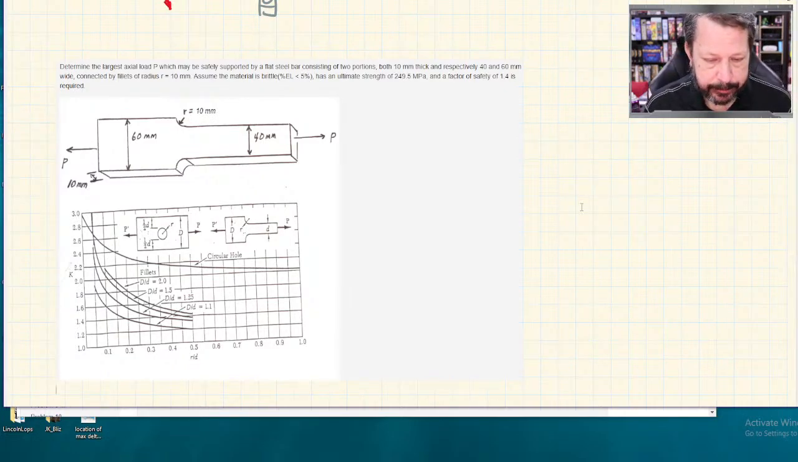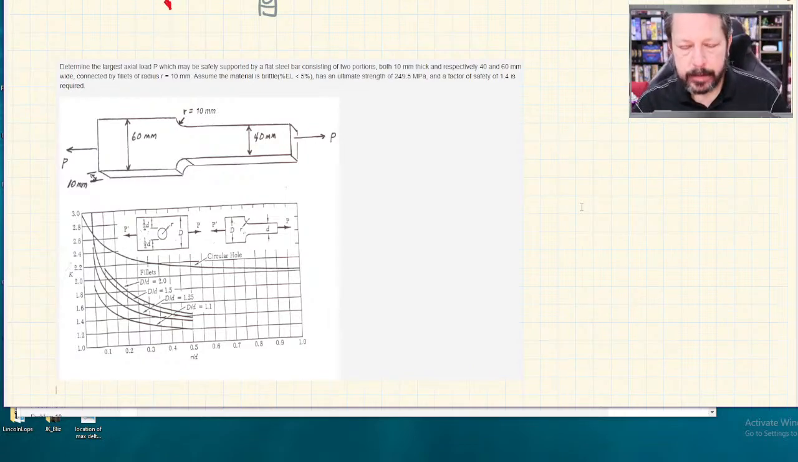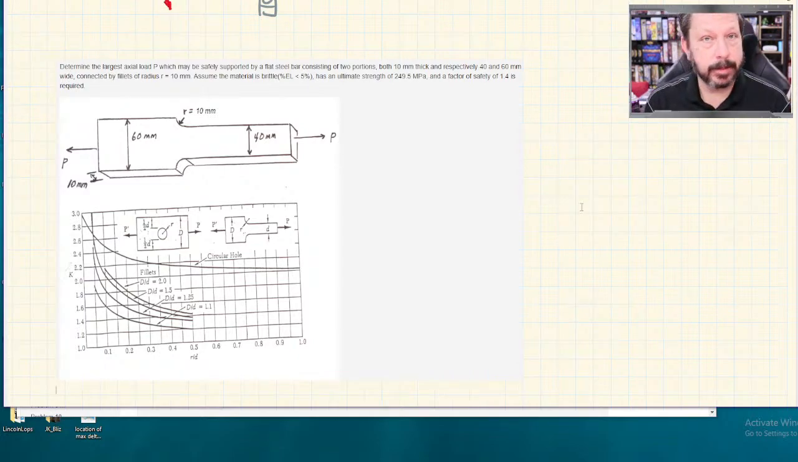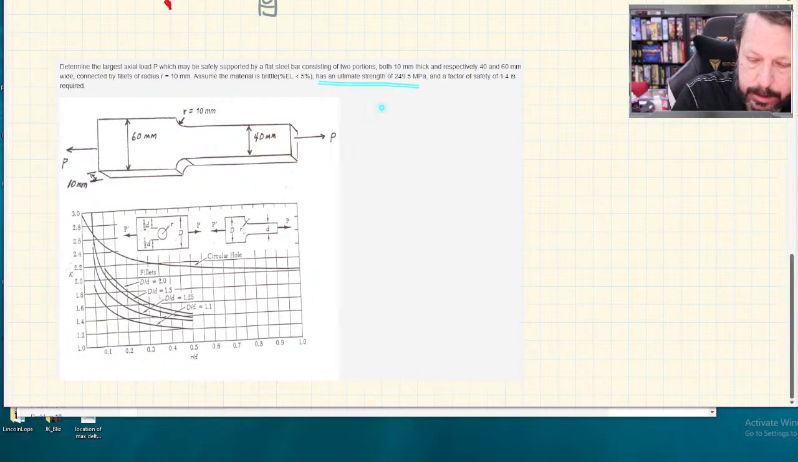Safely supported by a flat steel bar. So steel, different materials do behave differently to these things. So some materials are way more brittle. Steels are way more ductile. So they do give a little bit versus just snapping in half. So that's probably why this says steel bar, although it doesn't give us a particular type of steel to go find the material properties. It just tells us here's the ultimate strength.